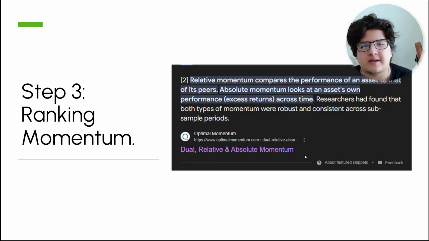Step three is ranking the momentum. This involves establishing a minimum absolute momentum threshold. For example, establishing a minimum absolute SROC value to filter out assets with weak momentum.